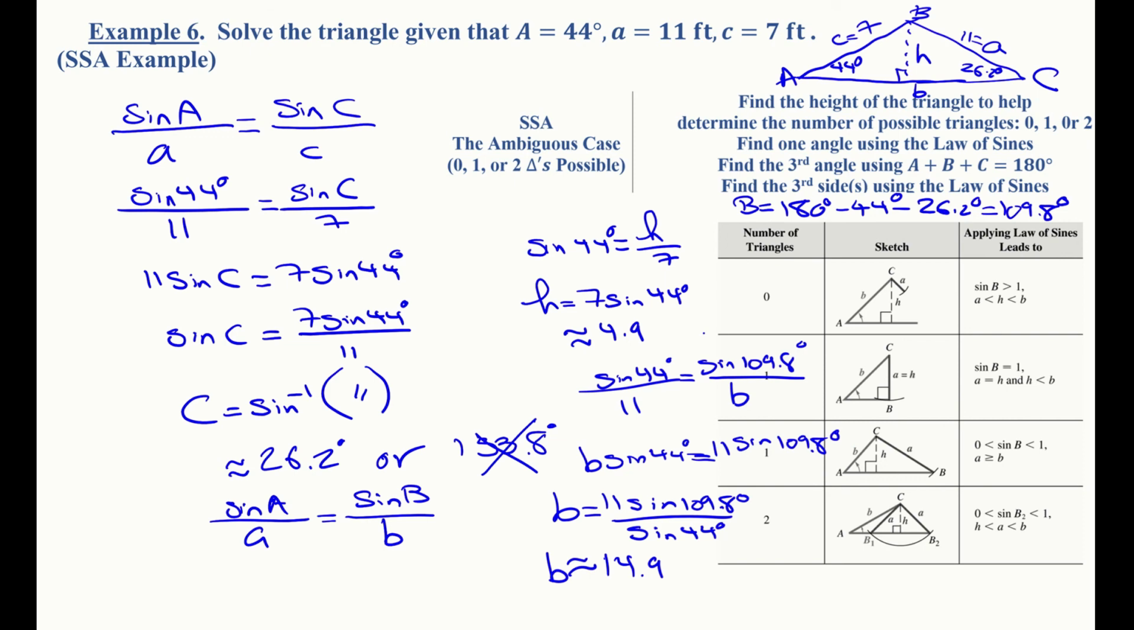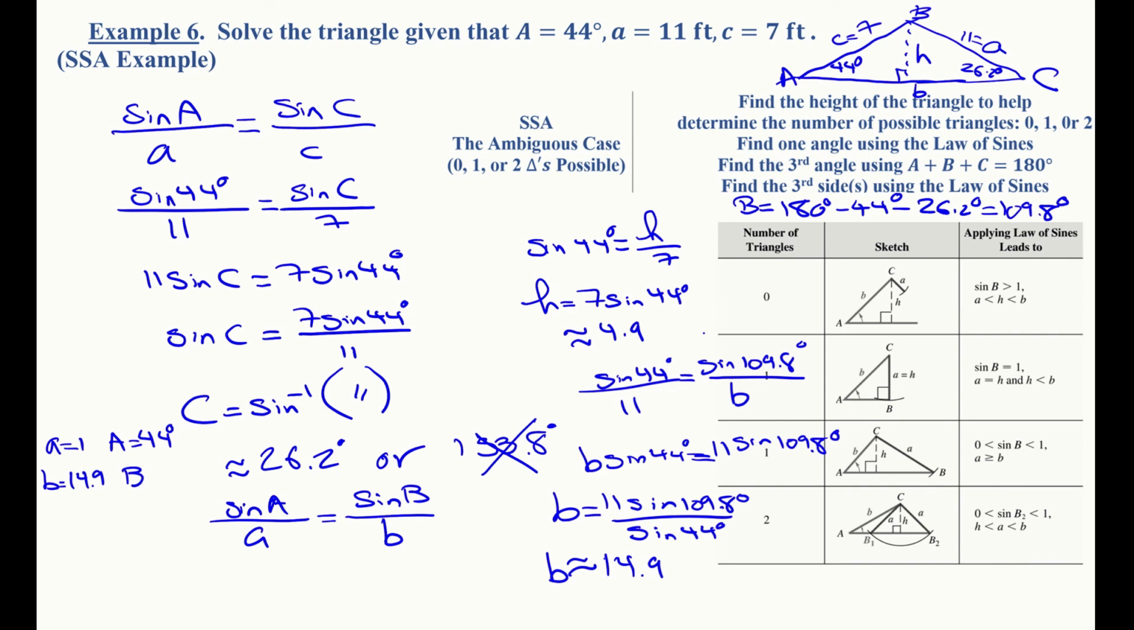Of course, if you have the time and you're doing this properly, you'll want to list everything. So for example, you'll want to say lowercase a is 11, capital A is 44 degrees, lowercase b is, of course it's an approximation, but we can go ahead and put equals, you know what we mean, b equals 14.9.